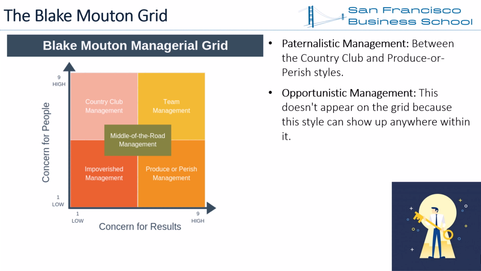Opportunistic management. This doesn't appear on the grid because this style can show up anywhere within it. Opportunistic managers place their own needs first, shifting around the grid to adopt whichever style will benefit them. They will manipulate and take advantage of others to get what they want.